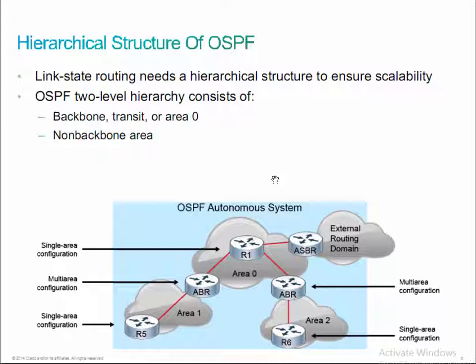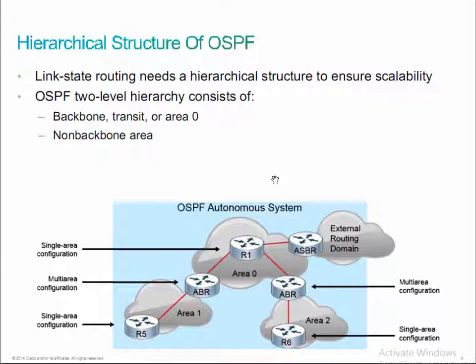This hierarchy is a two-stage hierarchy. We have our backbone area, which is really designed to be a transit area to interconnect all of our other non-backbone areas. Area zero is always defined as this backbone area. It has to be contiguous, meaning you can't have multiple area zeros separated by other areas in the domain. And you can only have a single area zero. There is a slight exception to that rule when we talk about virtual links and how virtual links are configured.